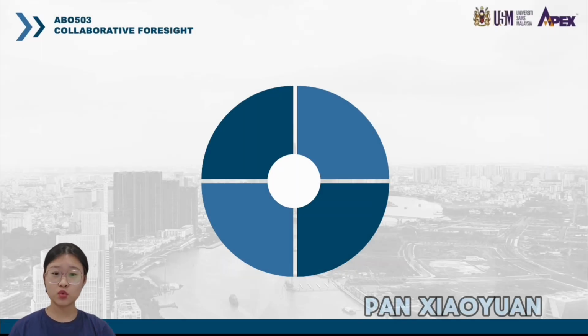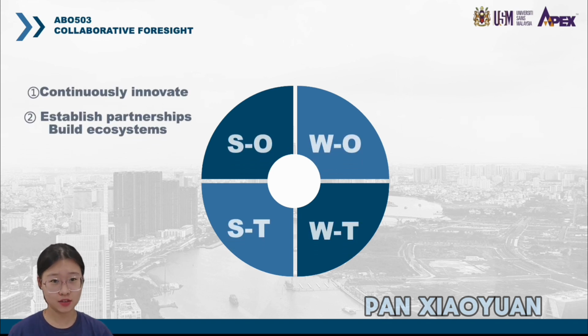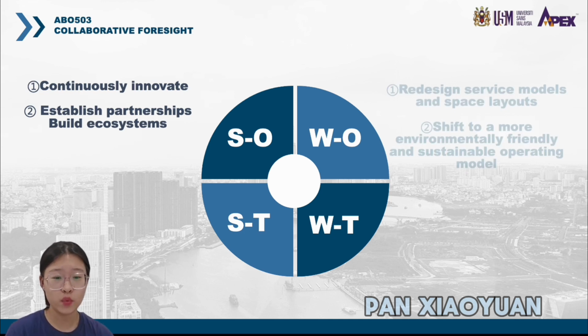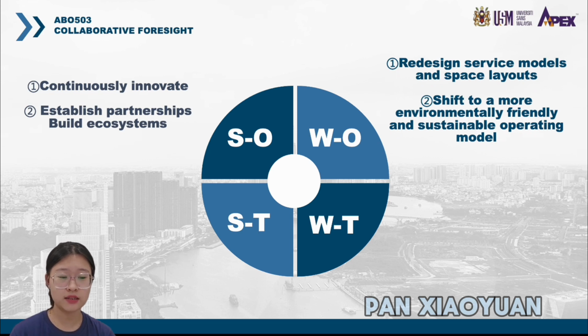The following is SWOT analysis. We can get 4 different strategies. The first one is SO. We can continuously innovate, expand market share, and build ecosystems to create greater market value. The second one is WO. We can redesign service models and space layouts, or shift to a more environmentally friendly and sustainable operating model.